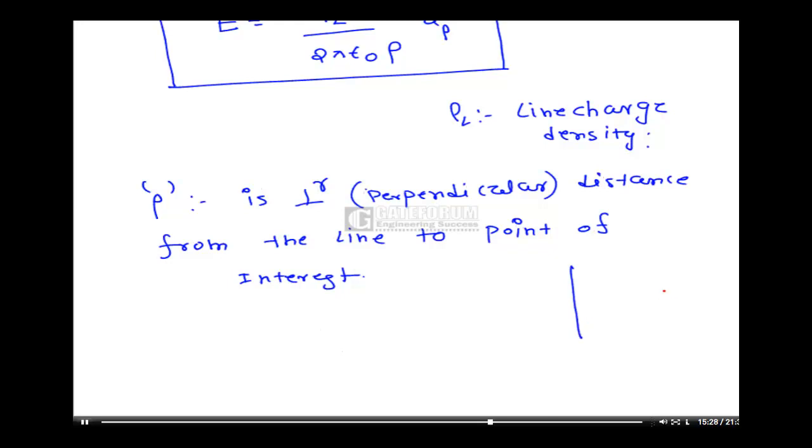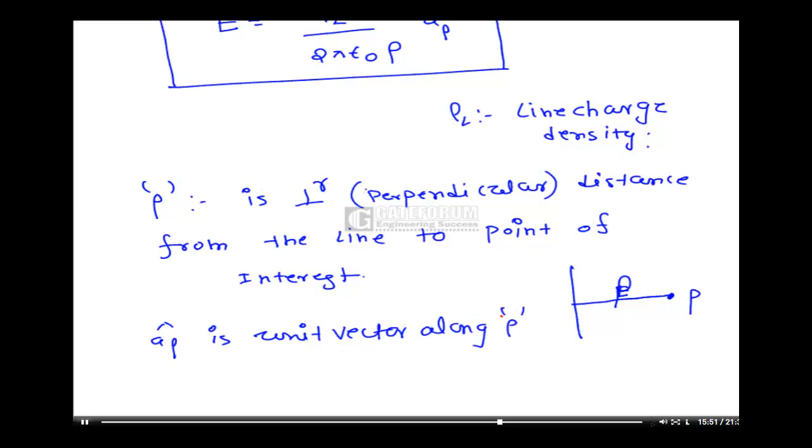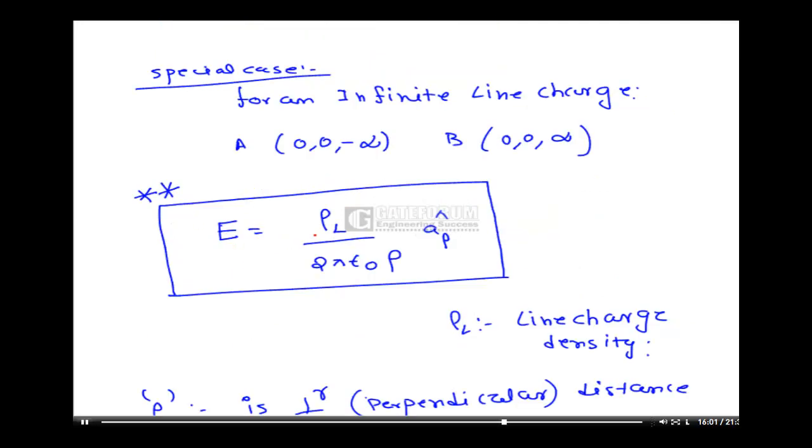Suppose this is the line. If you want to calculate the field here, this is the perpendicular distance from the line to the point. This is rho. So this is the meaning of rho. Here a rho is the unit vector along rho. So we can easily calculate the electric field intensity by using this formula for an infinite line charge.